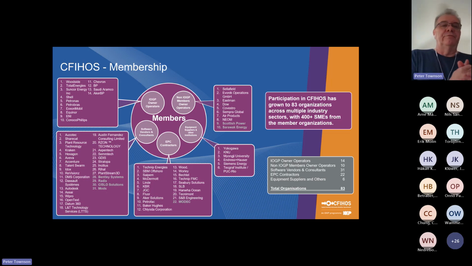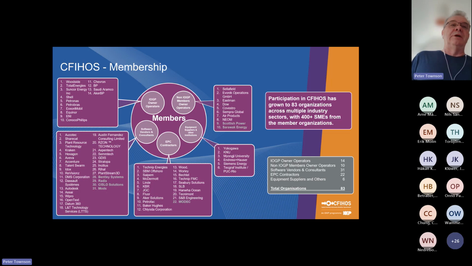Moving a little bit further around the circle there, you can see that we've got 22 EPC contractors that are involved, and again, some of the world's largest EPC contractors are actively involved within the development of CFIHOS.